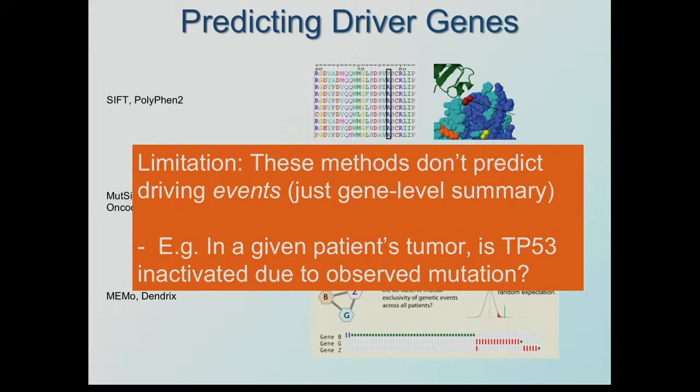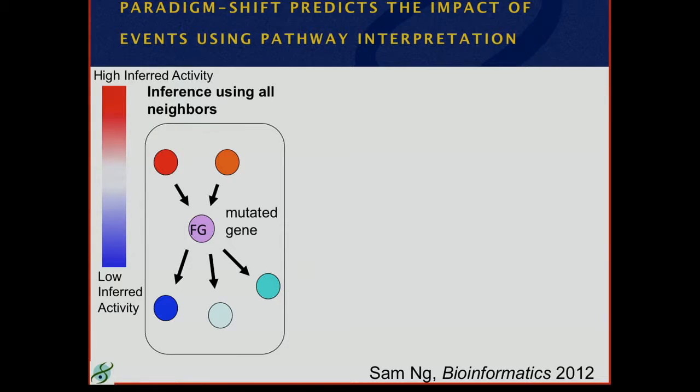So the one limitation is that these predict at the gene level which genes are important, which ones are getting mutated, right? You want to know for a particular patient, okay, they've got a retinoblastoma or a P53 mutation. It could be a passenger event, but is there evidence that it's actually important in this patient's tumor? Sometimes it is, and sometimes it isn't.